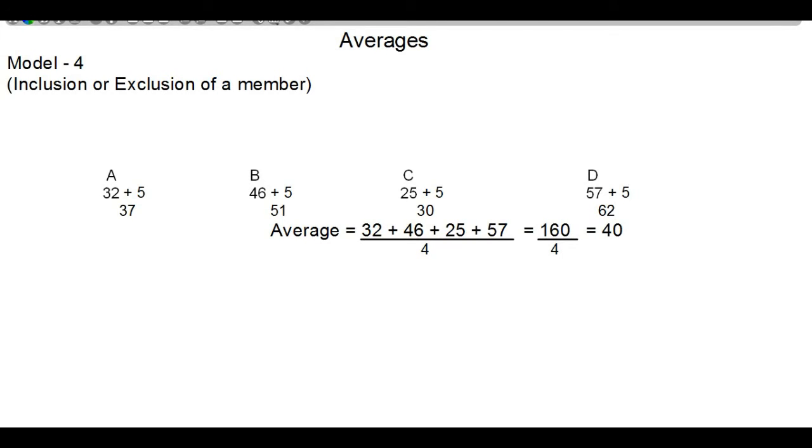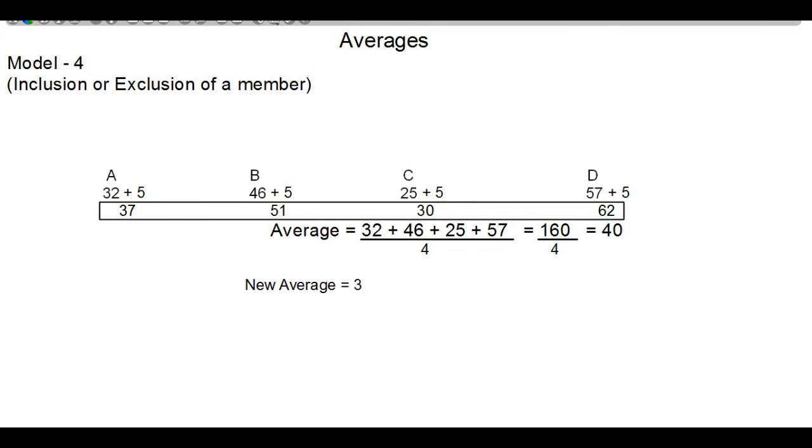Now the average of the new group will be equal to (37 plus 51 plus 30 plus 62) divided by 4. So 37 plus 51 is 88, 88 plus 30 will be 118, 118 plus 62 is 180 and 180 divided by 4 will be 45. So as you can see here, when each of the elements was increased by 5 kgs, the average also has increased by 5 kgs because the previous average was 40 and the new average is 45 kgs.